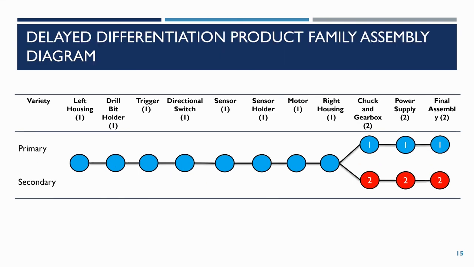Here is our delayed differentiation assembly sequence. The chuck and gearbox assembly was moved to the end of the assembly sequence. From the beginning until near the end, there is only one family, and the assembly will be split off into two families near the end of the assembly sequence.